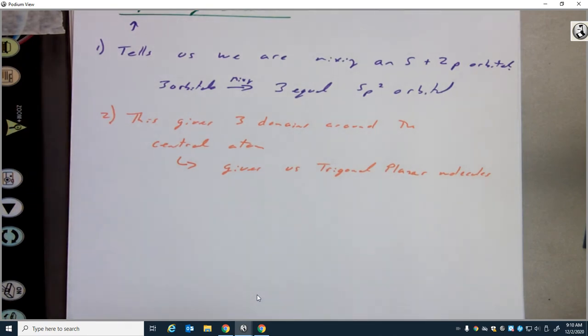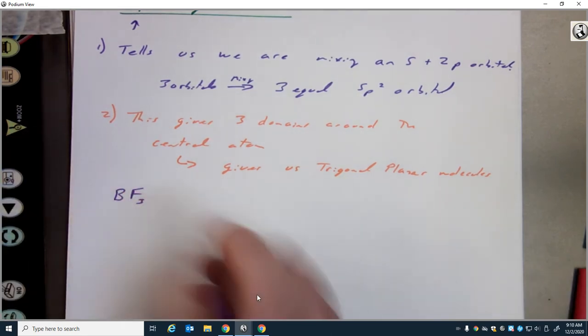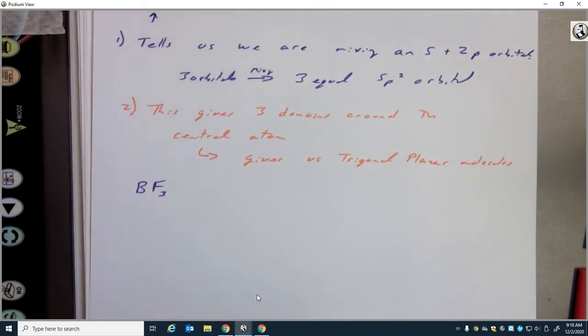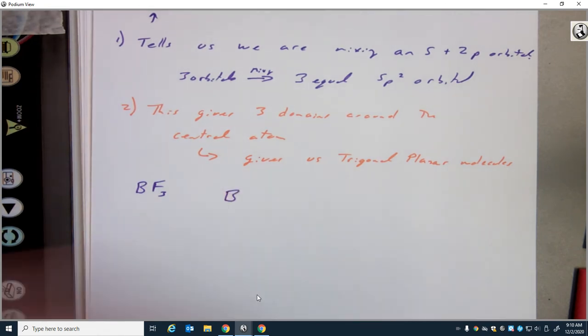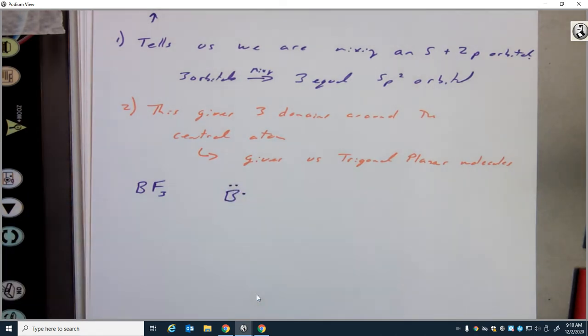So let's try one. Right, so let's look at BF3. So boron is our central atom. Now, if we look at boron, it's in group 13. How many bonds does it look like boron's going to make?